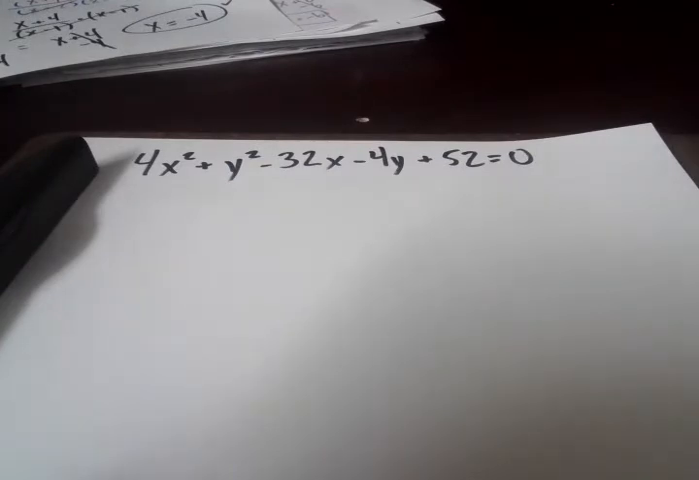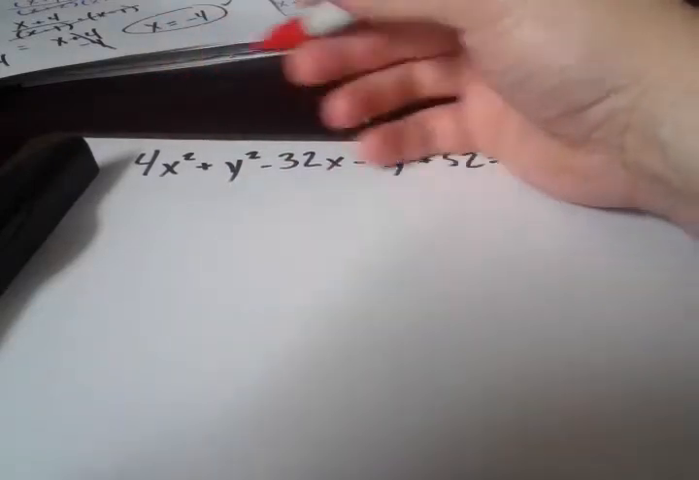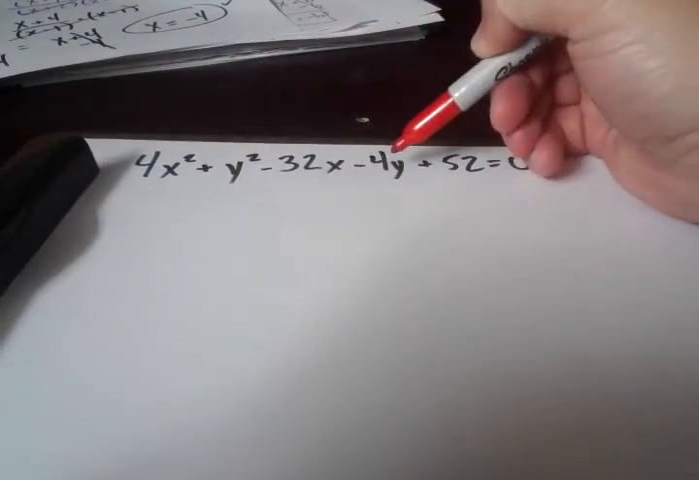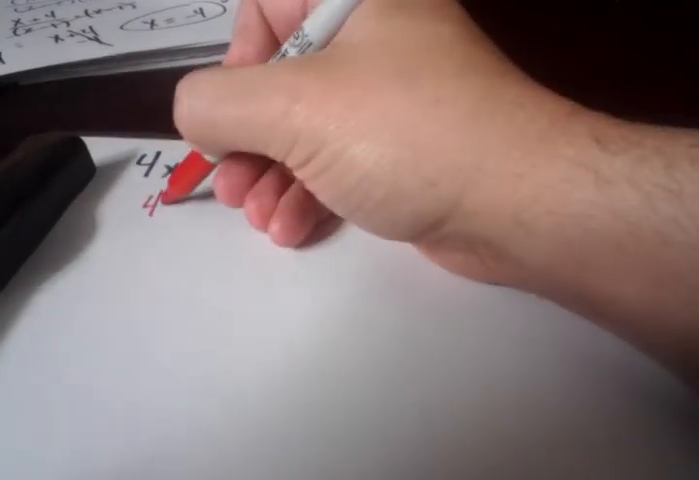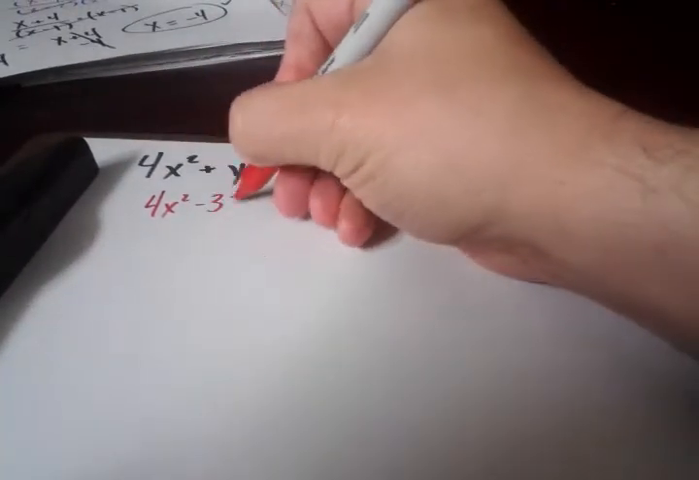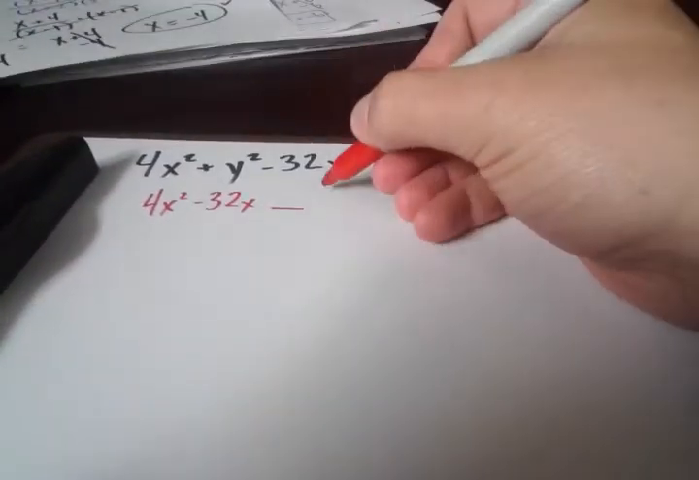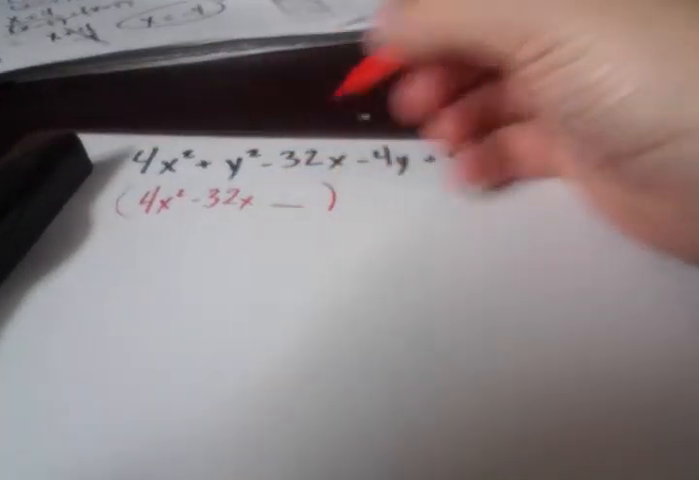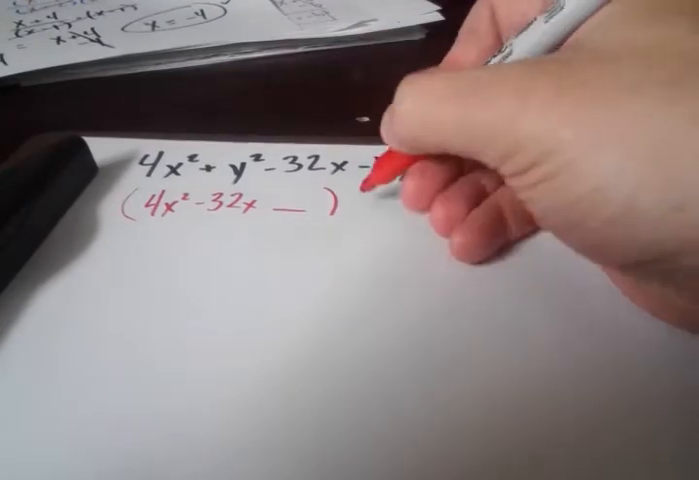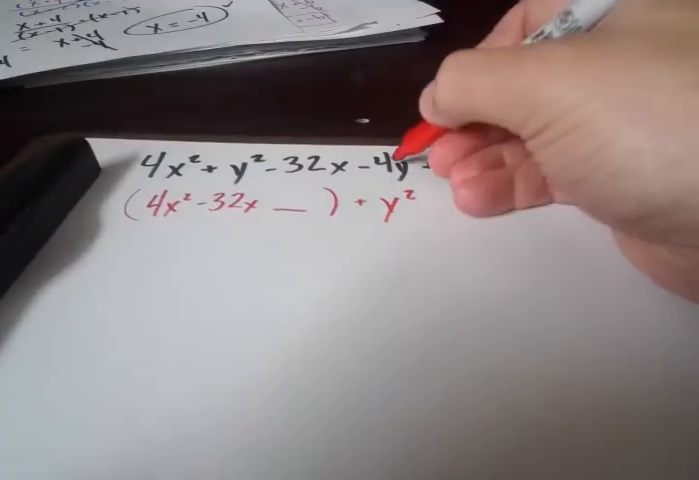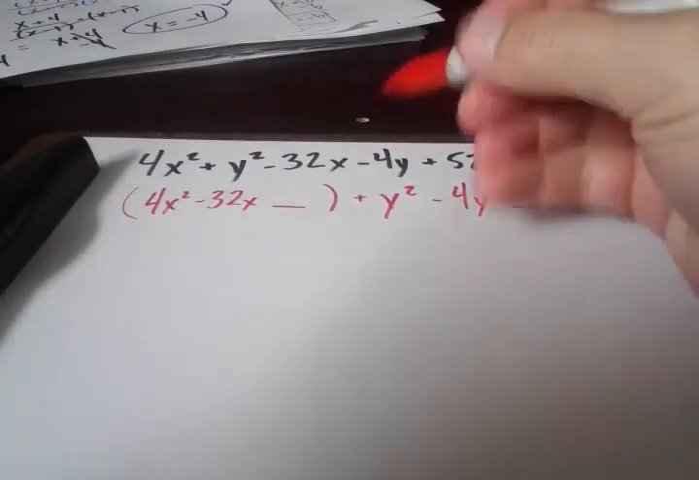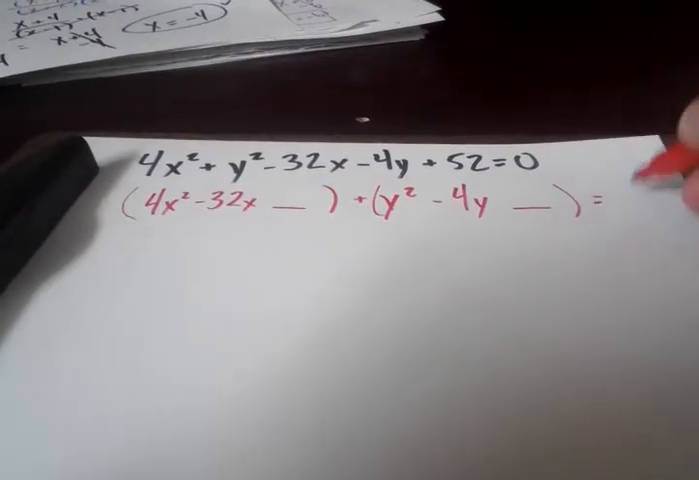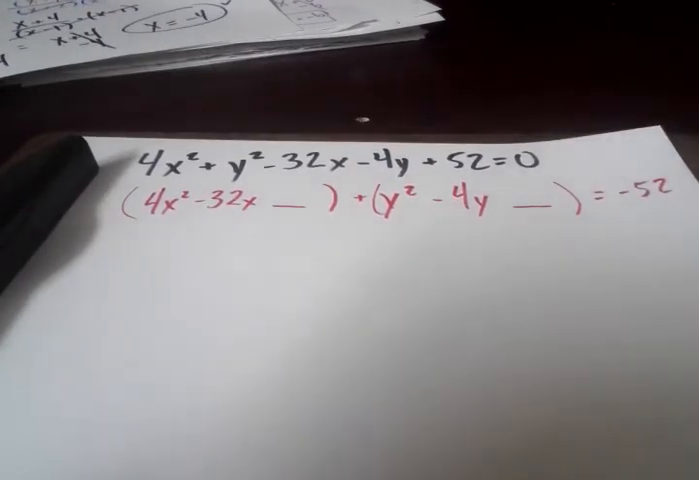If you forgot how to complete the square, I'm going to rewrite this with my x values together and my y values together. I'm going to subtract that 52 over here. Okay, so I'm going to write 4x squared minus 32x. That's where the complete the square is going to go, right? We're going to complete that blank in there. And then I'm going to say plus y squared minus 4y, and then I'm going to put a complete the square there as well, and I'm going to say it's equal to negative 52. Okay, so I've moved all of these things over like this.